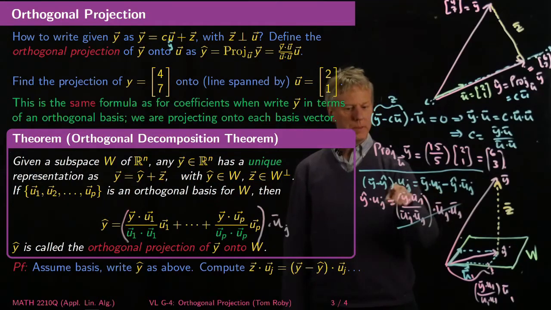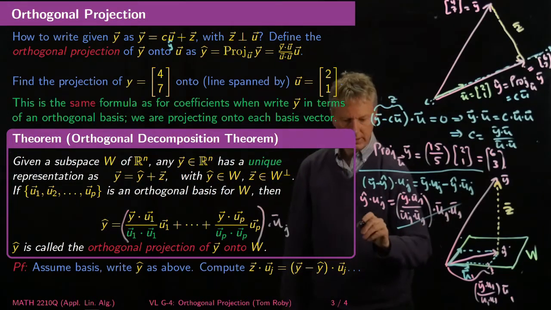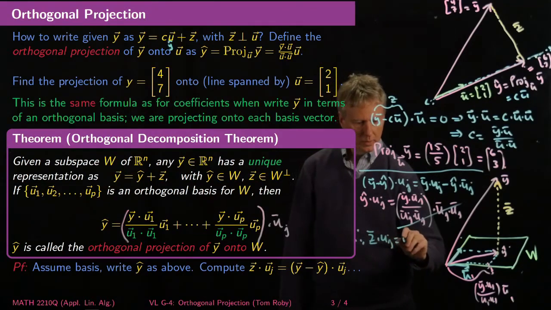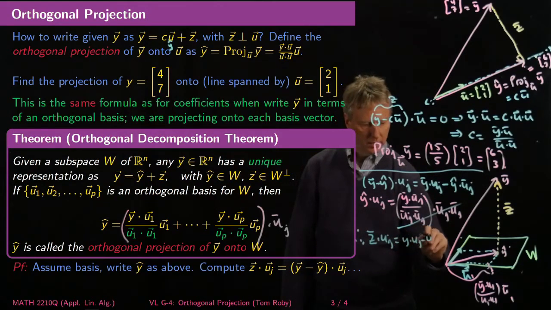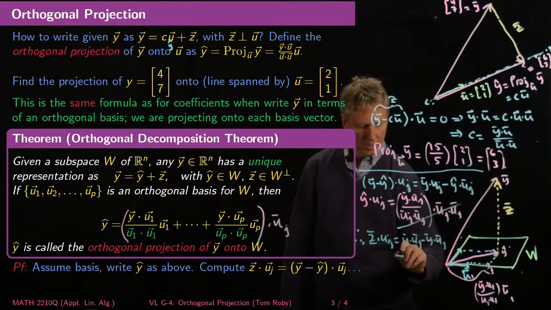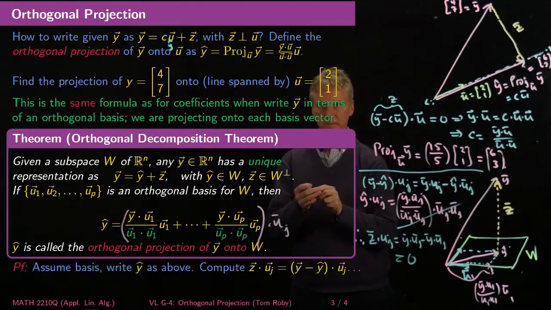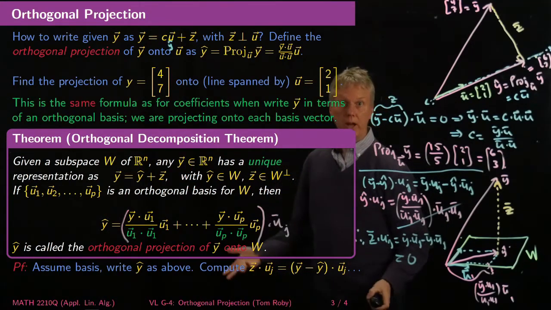So now if I look up here, z dot u sub j is just y dot u sub j minus y hat dot u sub j. OK, so therefore, z dot u sub j equals y dot u sub j minus y hat dot u sub j, and that's equal to 0. So that's the proof of the orthogonal decomposition theorem.